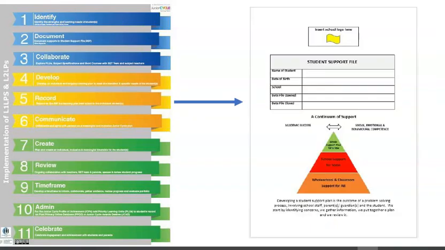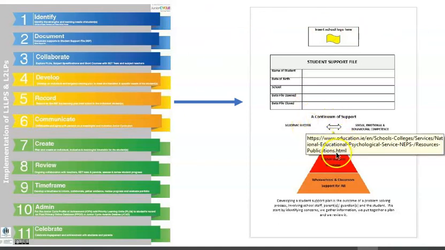The next step is record, step 5. It's very similar to step 2. It reminds schools to document everything in relation to their discussions and decisions around how they are supporting students with additional learning needs. Once again, schools will record information using whatever system they have in place. The student support file may be one of these.